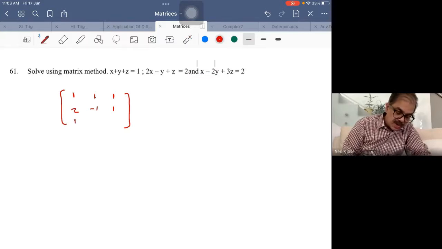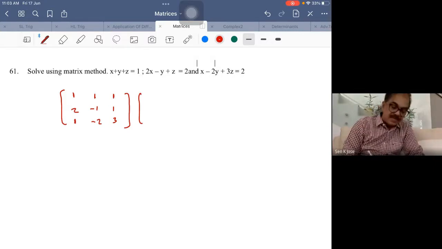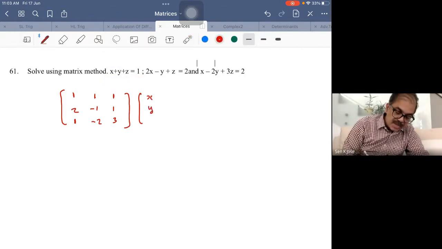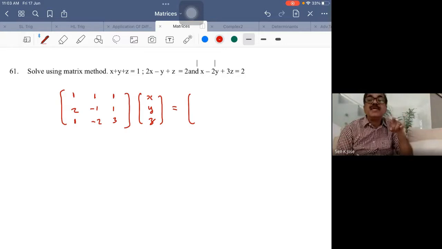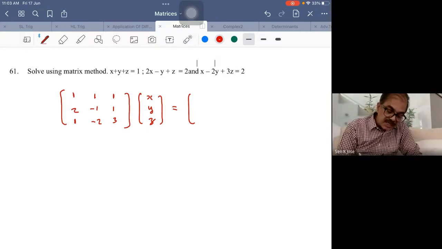So I'll write 1, minus 2 and 3, into the variables. The variables are x, y, and z. You should write that. The variables x, y, z are written vertically as a column matrix. That's because the matrices should be compatible for multiplication. And the constant matrix, the right-hand side, is 1, 2, and 2.